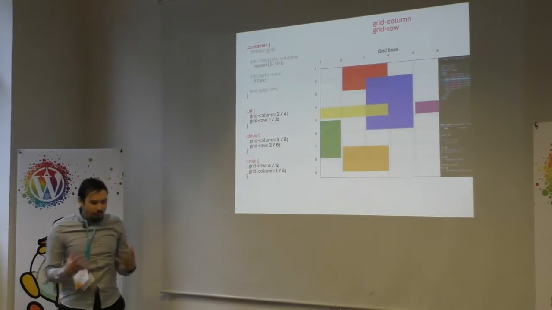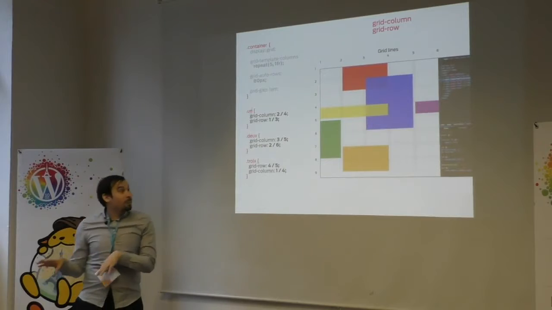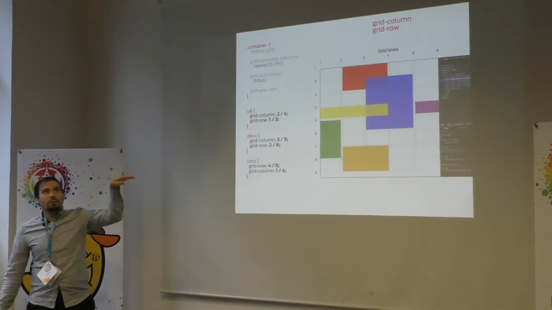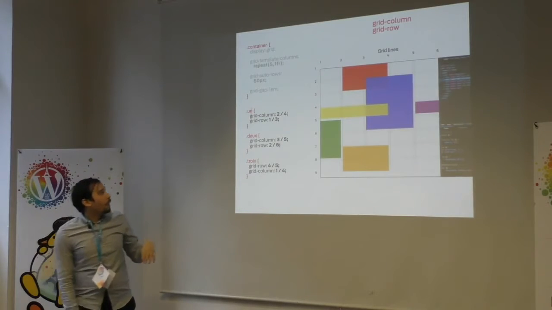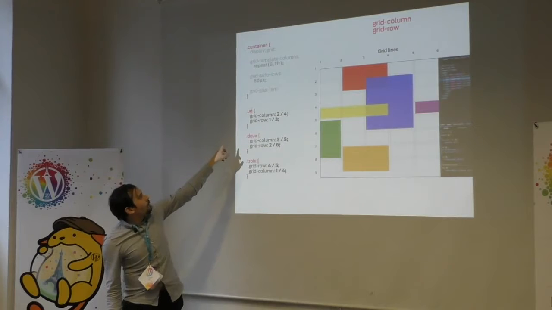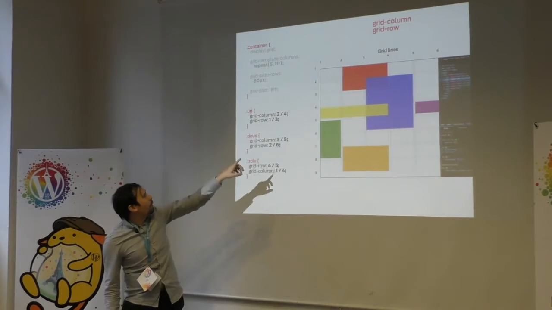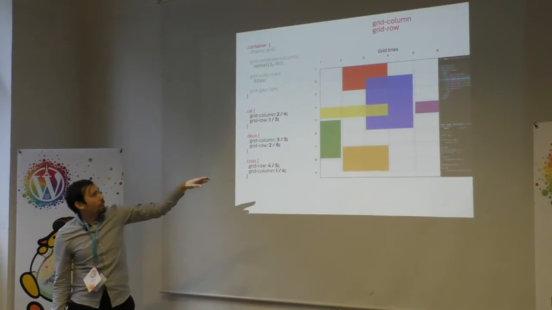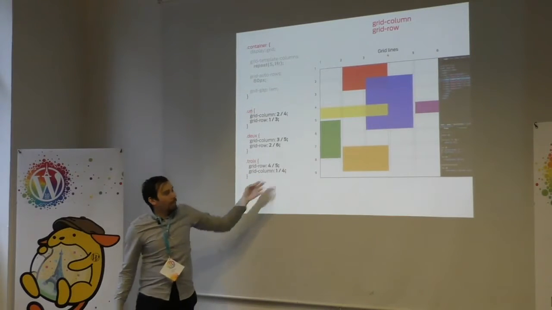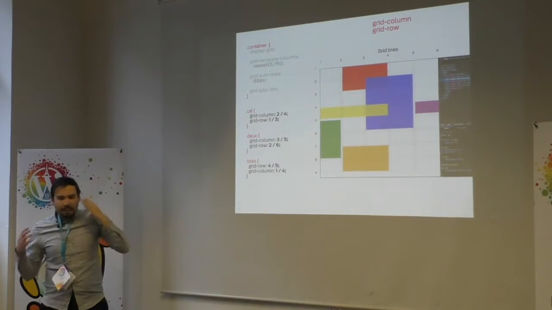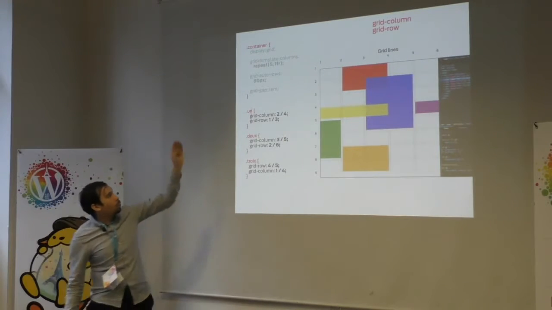One of the things with Grid is that things are implicit and explicit. Things just fall down naturally. They do on the web. On the web, everything goes from left to right, top to bottom. But you can also be very explicit. You can say, I want this one, the red one, to go from columns 2 to 4 and rows 1 to 3, which means lines. When you have a table, when you have a grid, a grid naturally has lines, and the browser knows which line is which.